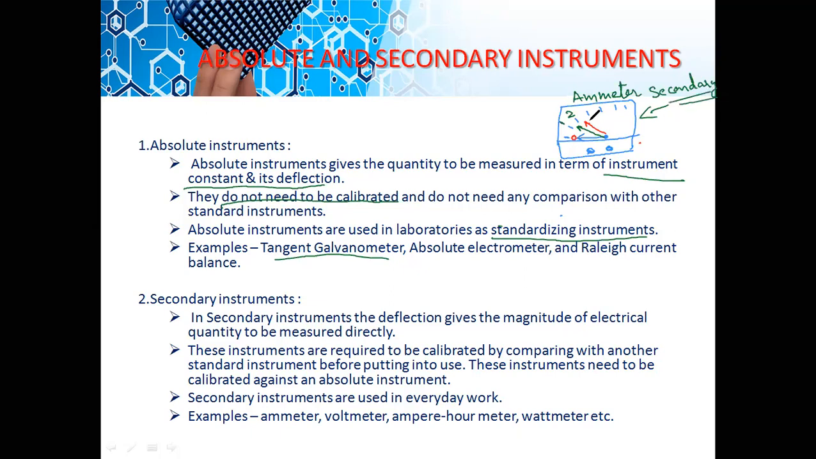As we are calibrating this. So to calibrate this type of secondary instruments, we take help of absolute instruments. So this secondary instrument will deflect and it will show the magnitude of the electrical quantity to be measured directly. That is why we call these type of instruments as direct instruments.